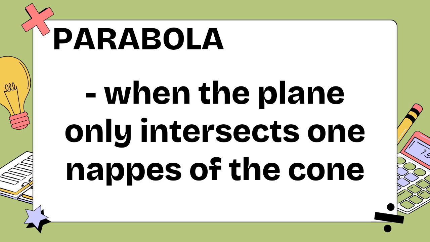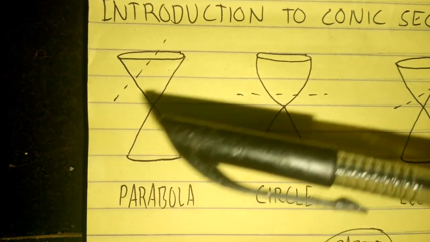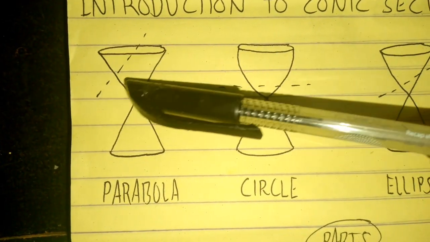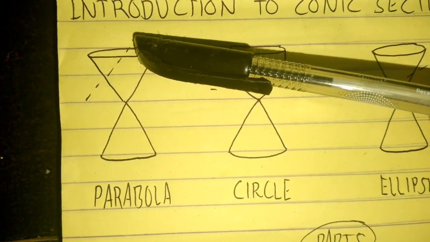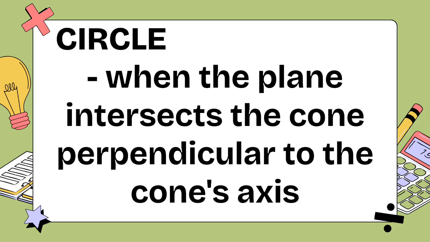Parabola, according to definition, is when the plane only intersects one nap of the cone. As you can see here, the cutting plane only intersects one nap of the cone, and it forms a parabola. Let's now move on to the second shape to be formed, and it is circle.